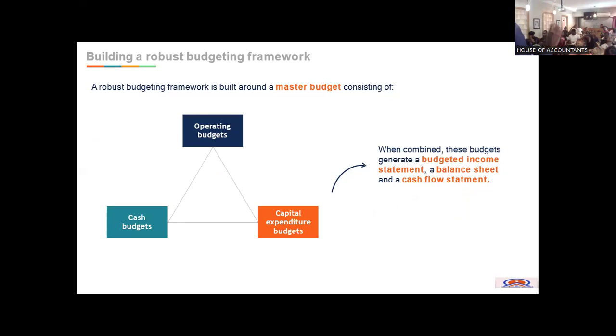Capital expenditure budget. The operating budget is coming from different departments. As an accountant, you are not the one to prepare any of these three. What you are going to prepare is the master budget. Other departments will prepare the remaining three. HR will prepare its own budget. Production will prepare their budget.